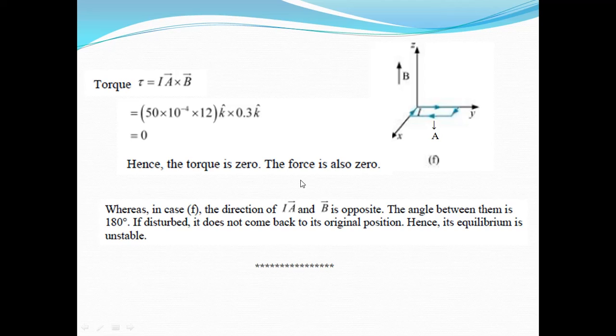Here the torque is 0 and the force is also 0, because you know sine 180 is 0, and this is unstable equilibrium because when this is disturbed, it will not come back to its original position. So here the equilibrium is unstable.